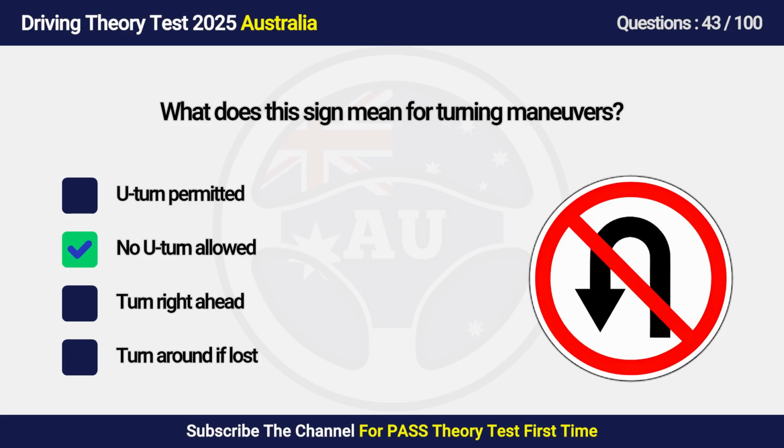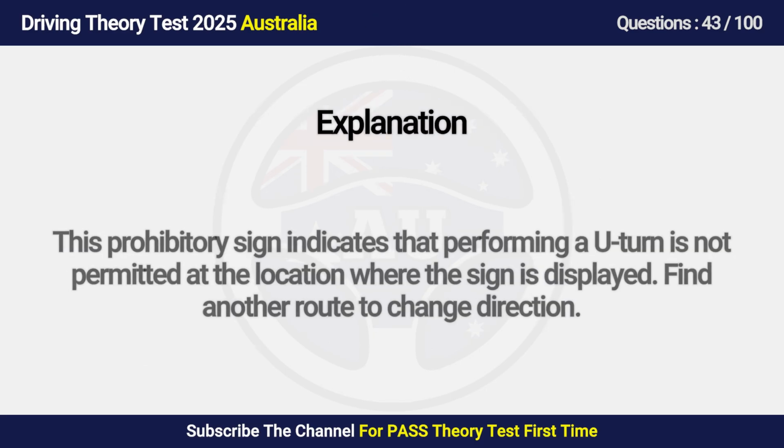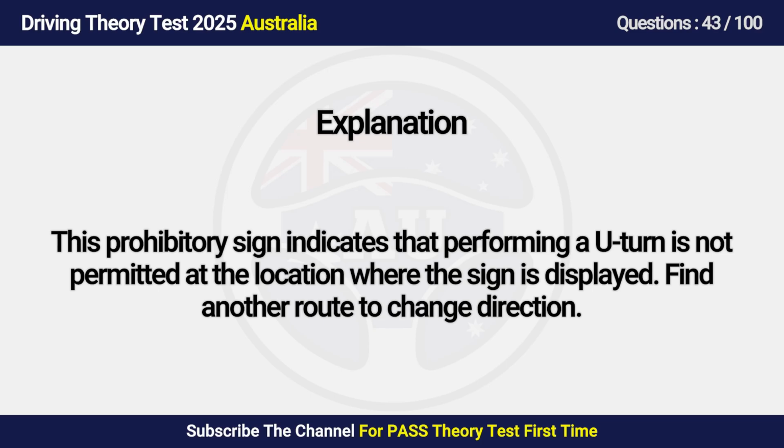Answers is B. No U-turn allowed. This prohibitory sign indicates that performing a U-turn is not permitted at the location where the sign is displayed. Find another route to change direction.